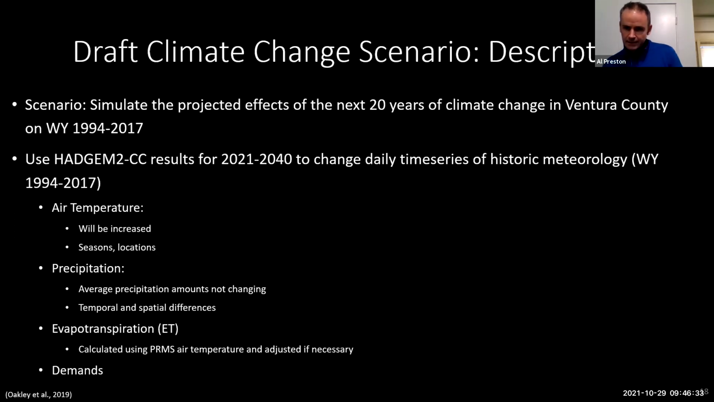Was it local downscaled? I can answer that. Yeah, go ahead, Kevin. The answer is yes. I went back and checked the 2019 report, and it says in the first paragraph of the executive summary that yes, they used locally downscaled versions of the global climate models for their analysis.